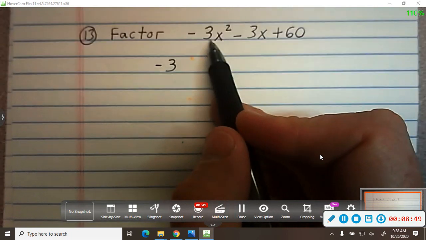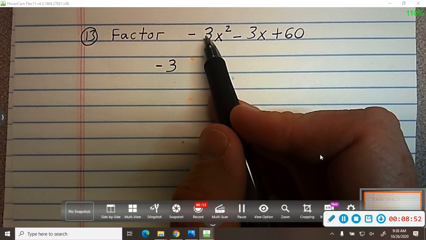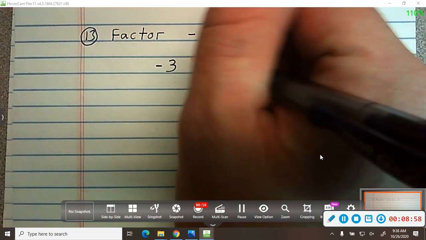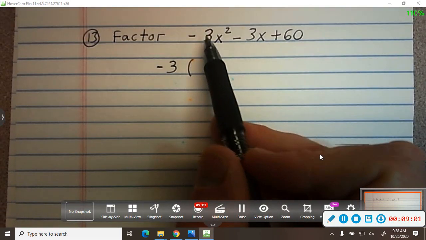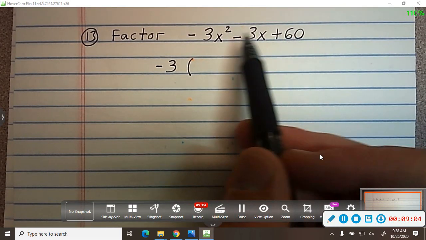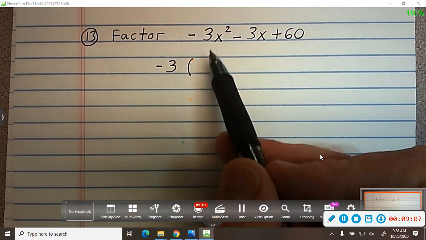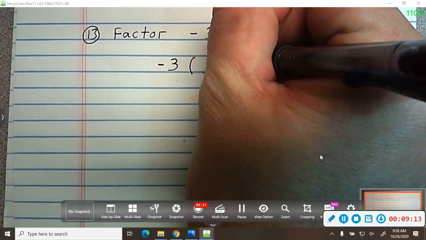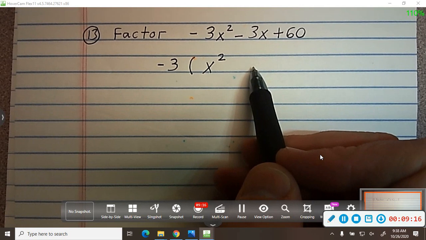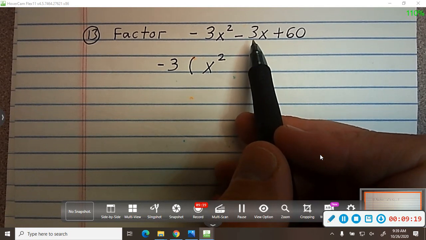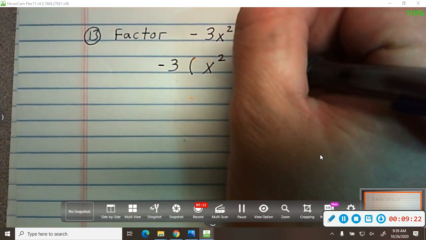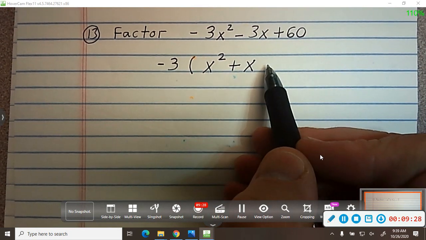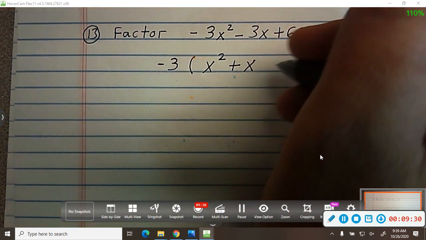You do not always factor out this number. It just so happens that that's how it works on this problem. So I'm going to factor out negative 3. The negative is going to change all the signs. So it's going to change this to positive, positive, negative. And then negative 3 times what is negative 3x squared? That would just be x squared. Negative 3 times what is negative 3x? That would be x. And negative 3 times what is 60? That'd be negative 20.